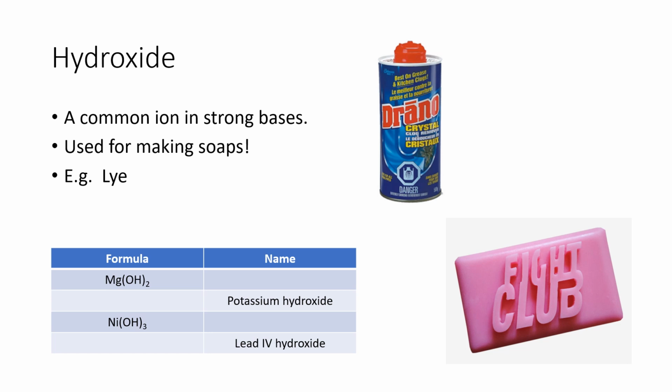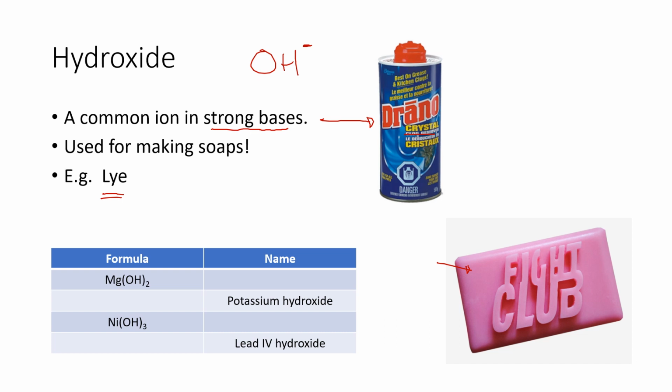Hydroxides are our next ion. Hydroxides are just an oxygen and a hydrogen with a charge of -1. All of your strong bases, found in things like cleaners, are made with hydroxides. If you look at the ingredients in a can of Drano crystals, you'll see that sodium hydroxide is a big part of that. It's also used in making soaps. Lye is sodium hydroxide as well. That's used to mix with fats and do a chemical reaction that produces soaps.